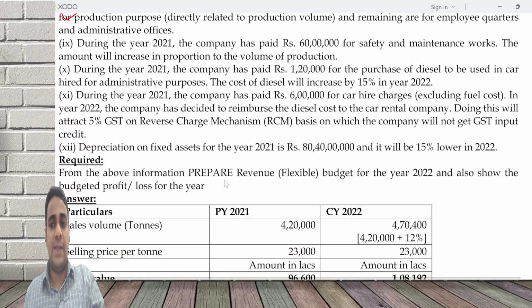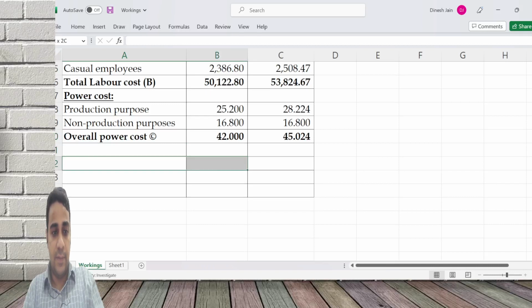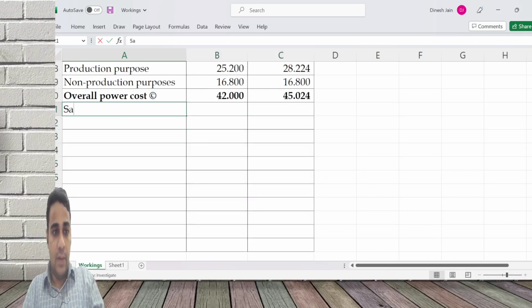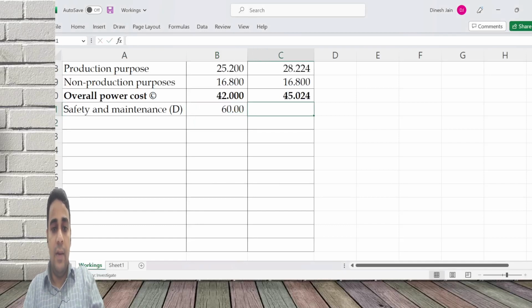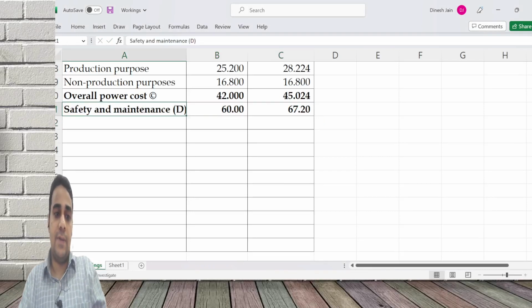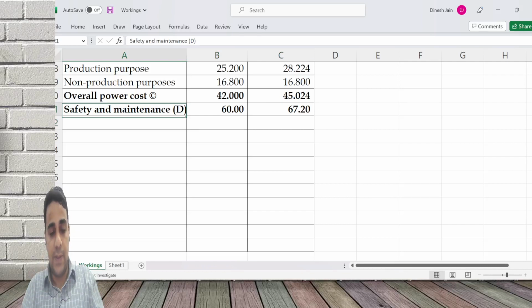Next is very simple. Safety and maintenance cost is there. They are saying this will go up in proportion to production. Next is safety and maintenance cost, and number D. Every cost I'm numbering it. 60 lakh go up by 12%. Safety and maintenance will go up by 12%. From 60 lakh, it will increase by 12%.